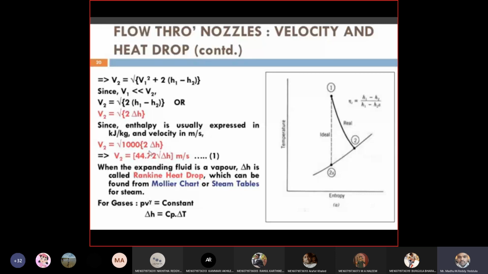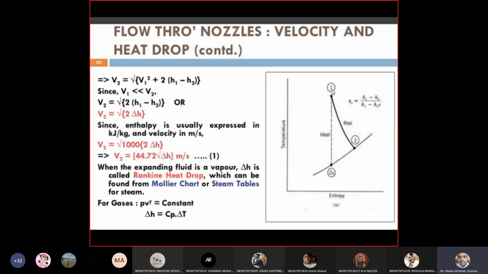Got this one? Why is it 44.72? Because in order to get the velocity units as meters per second, the enthalpy should be in joules per kg, not in kilojoules per kg. From the data book or the steam table, we get enthalpy as kilojoules per kg. Therefore, first we convert into joules per kg by multiplying with 1000. Already 2 is there. 2 into 1000 is 2000. Therefore, 2 under root 2000 is 44.72, right?